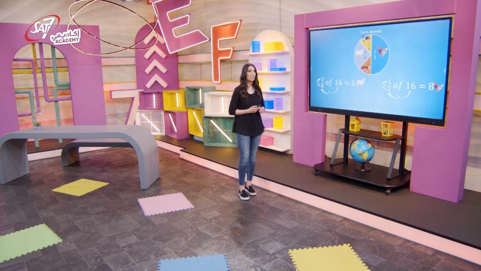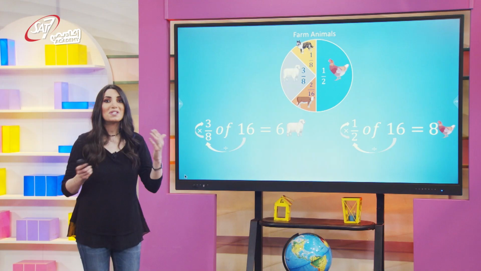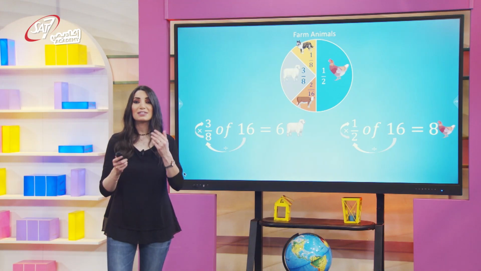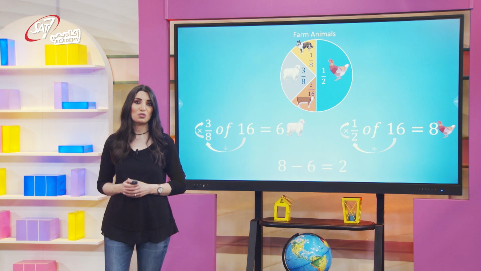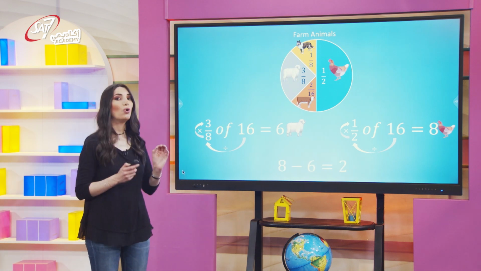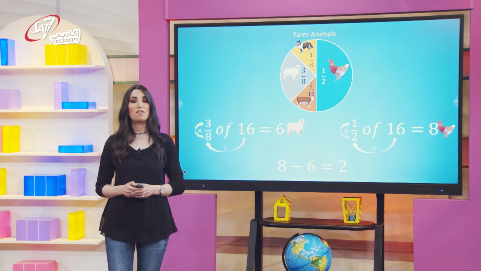Now, how many more chickens are there than sheep? What is the difference between 6 and 8? We subtract. 8 minus 6 is 2. There are 2 more chickens than sheep on the farm.